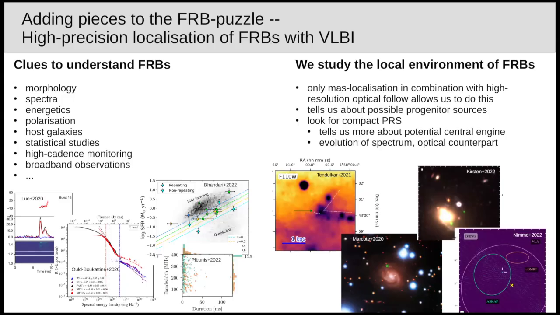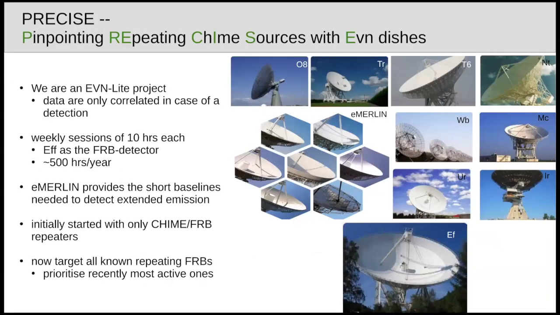We're running this lovely project called PRECISE, which stands for Pinpointing REpeating CHIME Sources with the EVN. Initially we started with CHIME sources, but these days we're following all of the known and new repeaters. We're an EVN-lite project, where lite means we're still using the full EVN. You see some of the dishes we're using regularly, but only when there is a detection do we actually correlate the data. So most of the data actually goes in the bin. Only when we have a detection do we use the correlator.